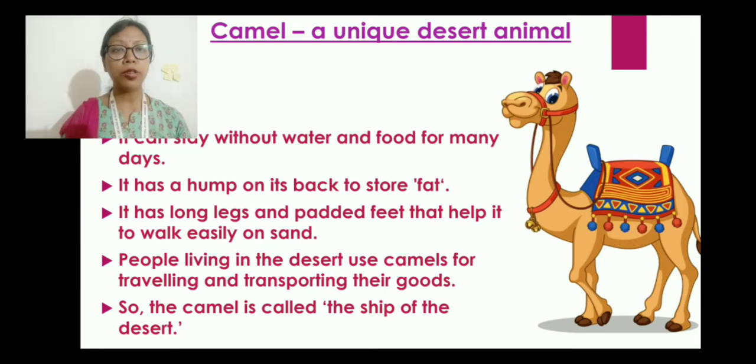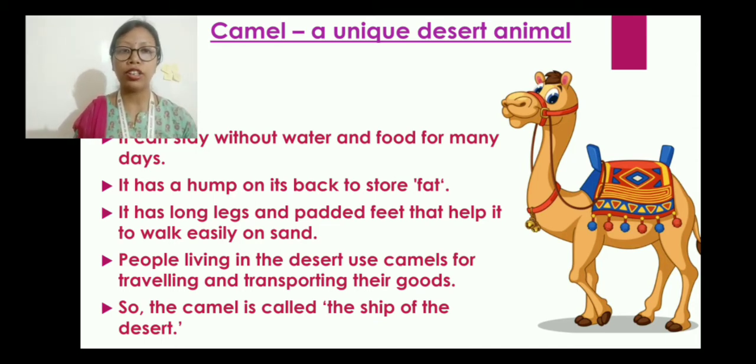Now let us come to the camel. Camel, a unique desert animal. Now camel can stay without water and food for many days. It has a hump on its back to store fat. It has long legs and padded feet that help it to walk easily on sand. People living in the desert use camels for traveling and transporting their goods. So the camel is called the ship of the desert.